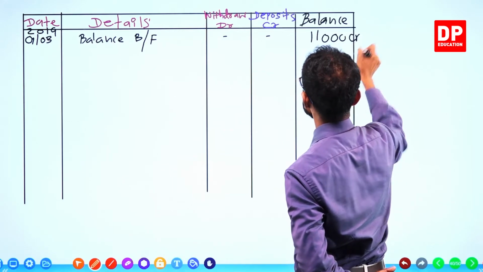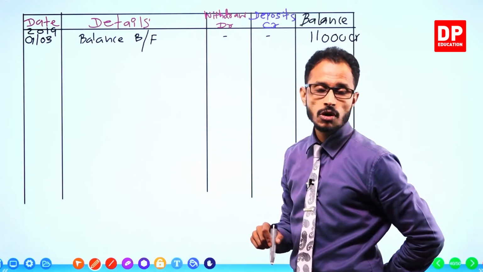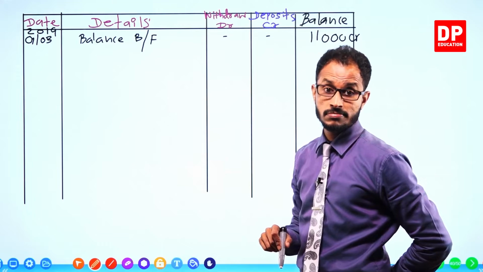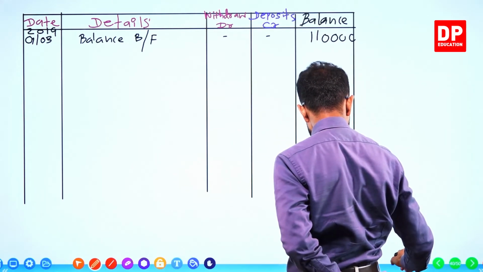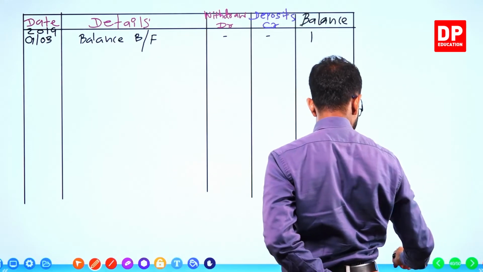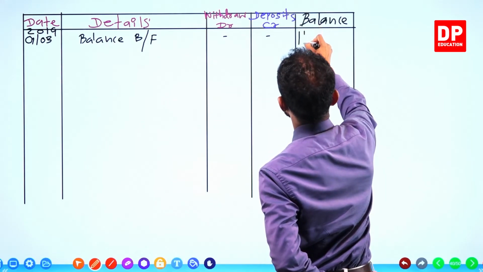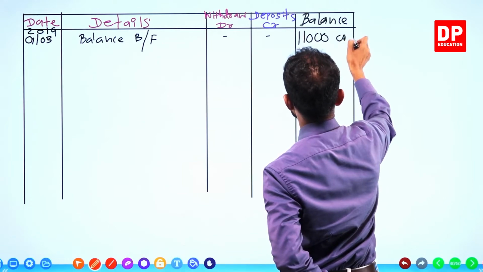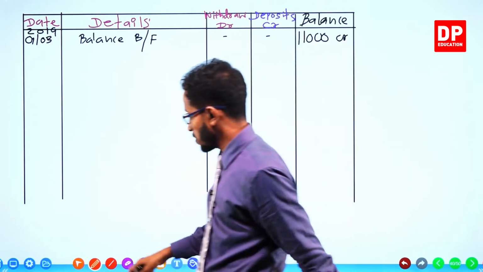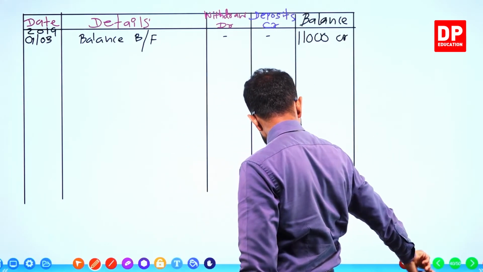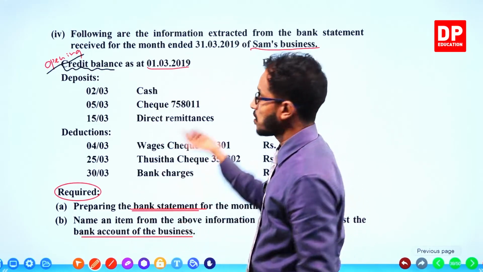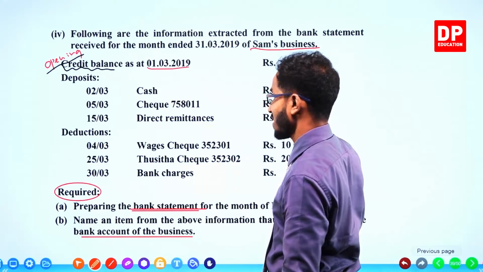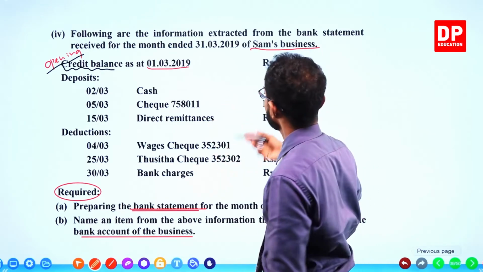You have to mention credit in the balance column, because in the balance column you have to mention which side you have the balance. Here it is mentioned, children, credit balance. So you have to mention that the balance is a credit balance, 11,000.